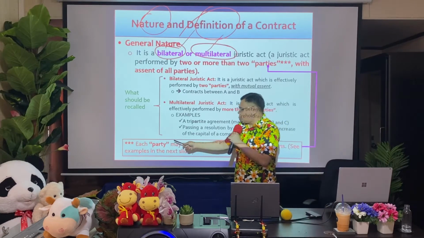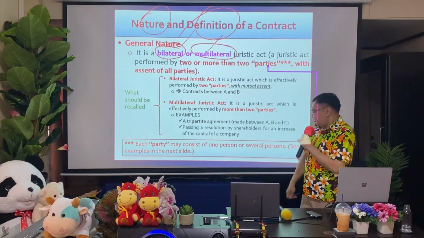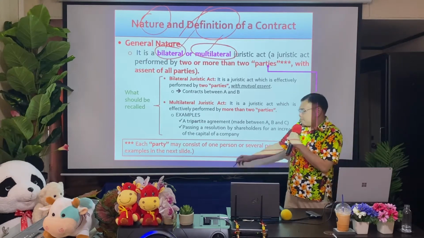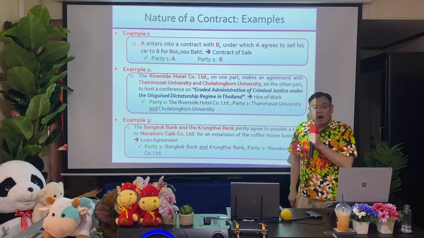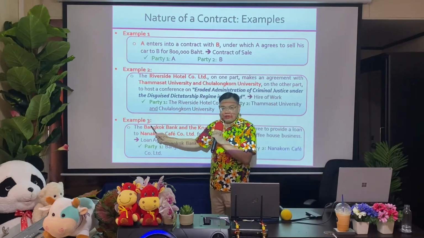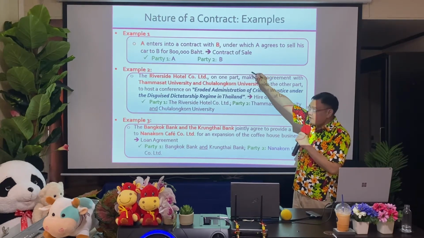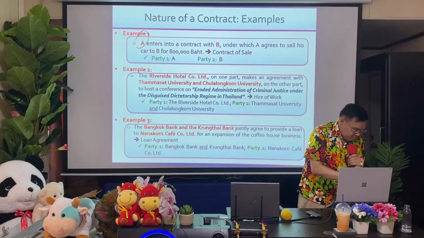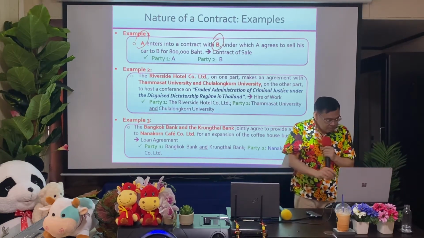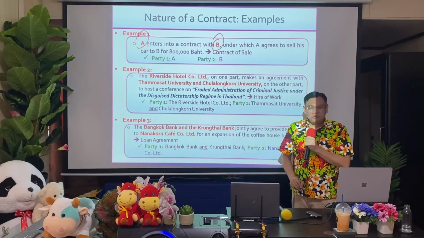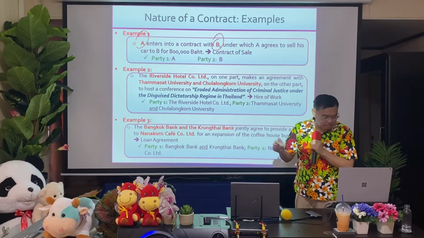Sometimes, when we use the word parties, one party may consist of more than one person. That is possible. One party may consist of even several persons. We are going to look at the examples from this slide. I have example number 1, number 2, and number 3 for you. In example number 1, you will see a contract made by A and B. Suppose A enters into a contract with B, and under this contract A agrees to sell his car to B. That is just a contract of sale, whereby one party agrees to sell a car to the other party.